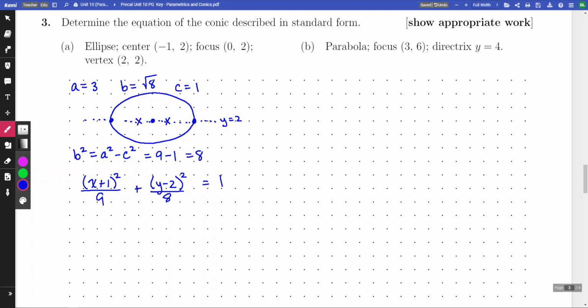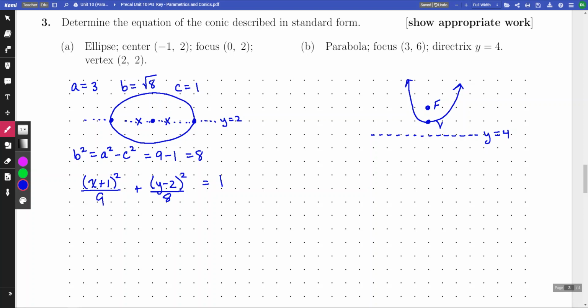For our parabola, work is going to be slightly different. For our parabola, we know a focus, which is the point (3, 6). That's my focus. And I also have a directrix, y equals 4. Well, y equals 4, as compared to my focus, I know is going to be below my focus, which has a y value of 6. So that means that my vertex is going to be halfway between my focus and my directrix, and I know my parabola will therefore open upwards.